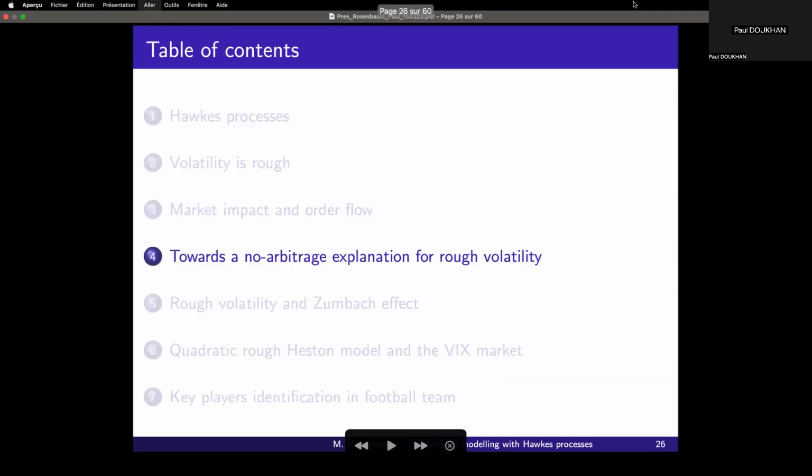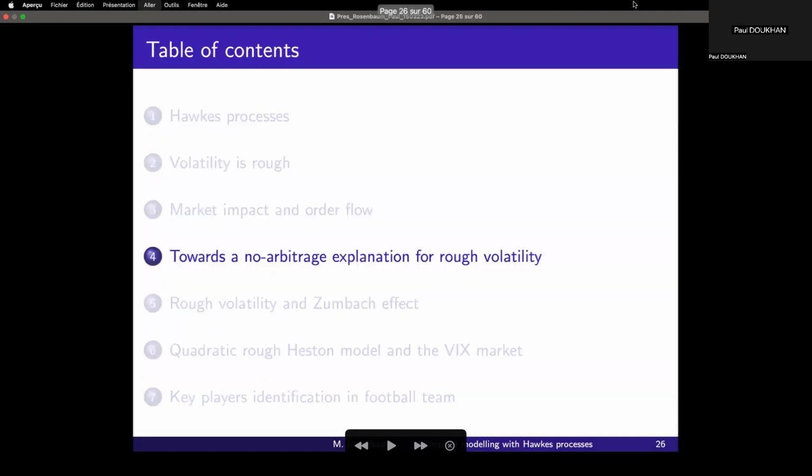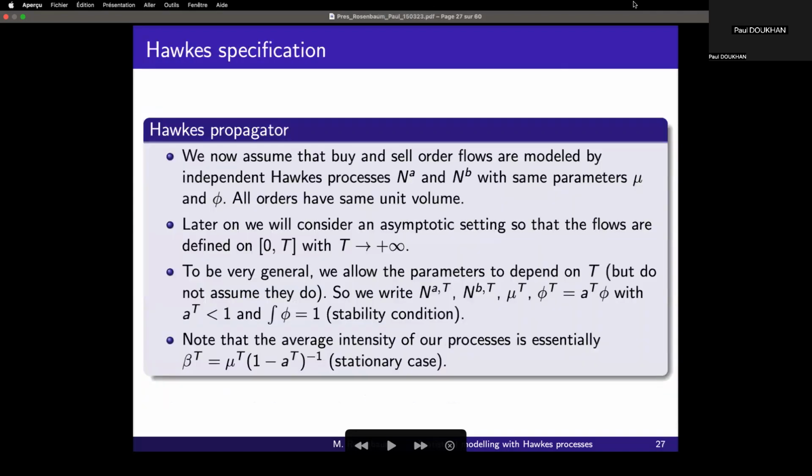Okay, as I said, I'm just going to compute that with Hawkes processes. And now I'm going to do something that, now that I think about it, a lot of things in this talk are connected to you, Paul. So I don't know why I invited you. I should have given the talk.